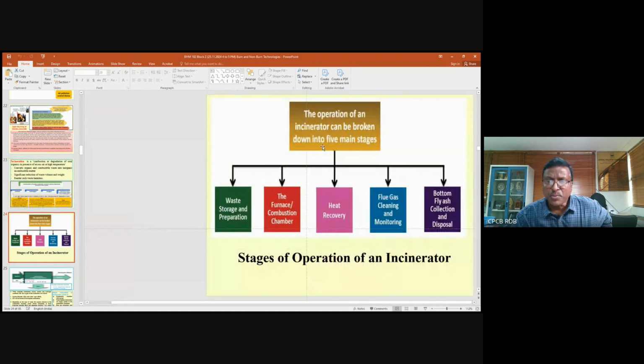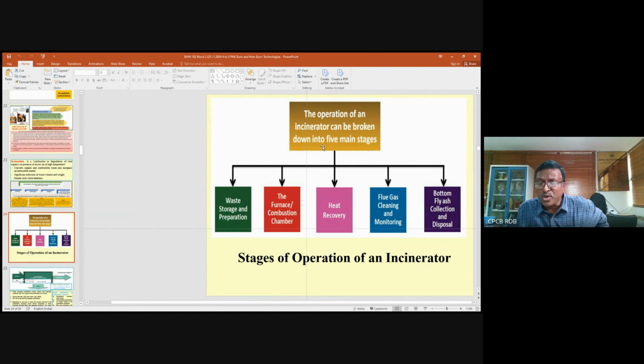The various operations of the incinerator can be broken into five main stages. One is waste storage and preparation. Then the waste has to be fed into the combustion chamber of the incinerator. If there is a provision of heat recovery, heat can be recovered, but as of date, there are no heat recovery processes in incineration in the country. Whatever the waste is converted into flue gases in the process of incineration, the incinerator should have a flue gas cleaning system, and we have to have a monitoring system.